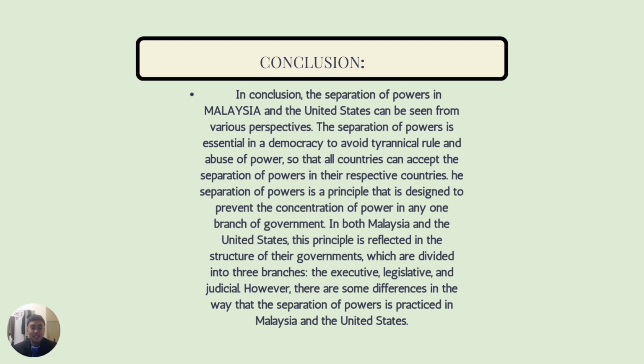Conclusion. In conclusion, the separation of power in Malaysia and the United States can be seen from various perspectives. The separation of power is essential in a democracy to avoid tyrannical rule and abuse of power, so that all countries can accept the separation of power in their respective countries. Separation of power is a principle that is designed to prevent the concentration of power in any one branch of government. In both Malaysia and the United States, this principle is reflected in the structure of the government, which is divided into three branches: the executive, legislative, and judicial. However, there are some differences in the way that separation of power is practiced in Malaysia and the United States.